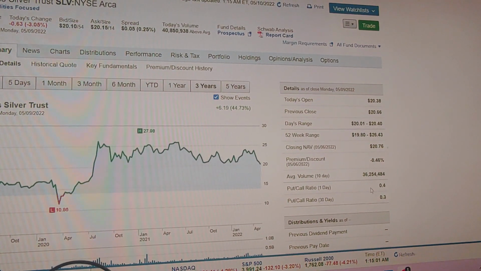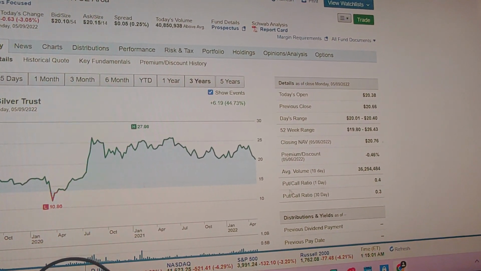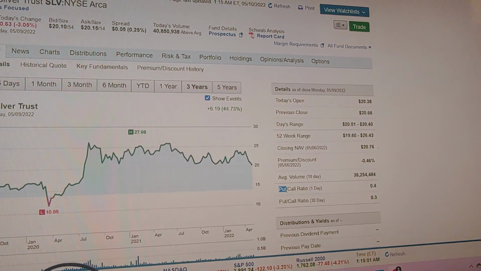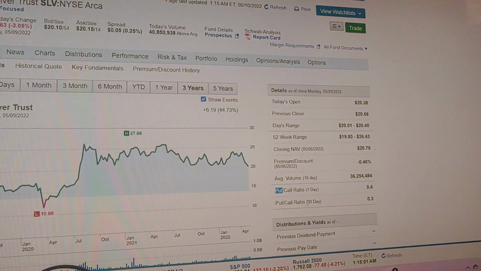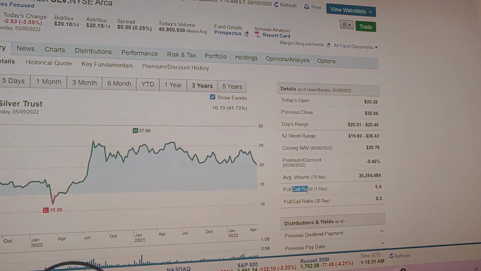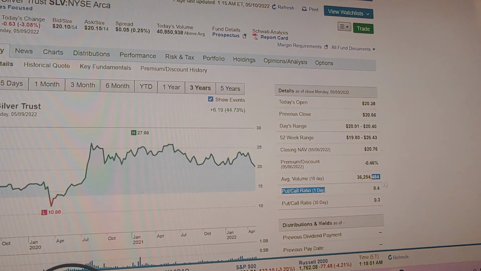But that basically means that people expect it to go higher, because the put is stating that these people are willing to sell at a certain price, and the call is saying that they're going to buy at a certain price.